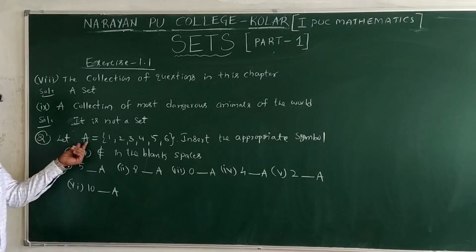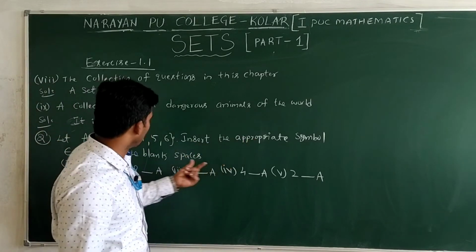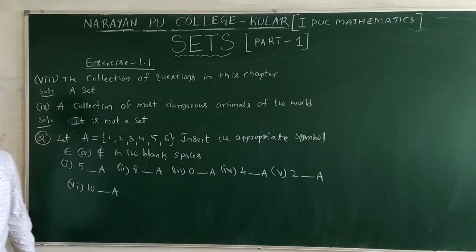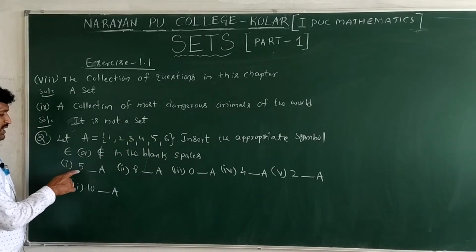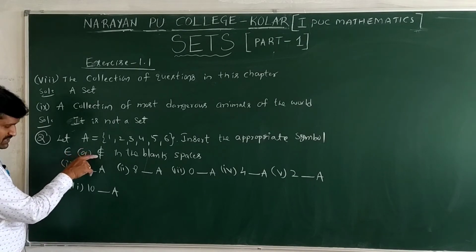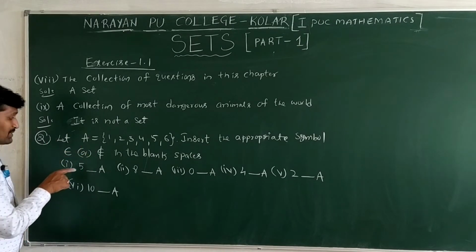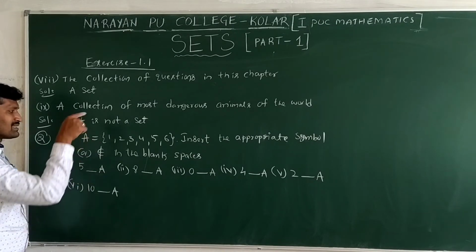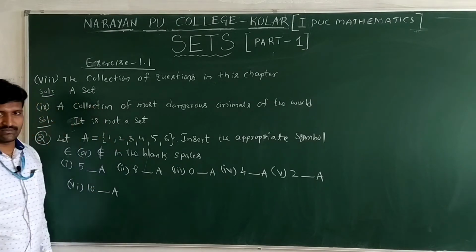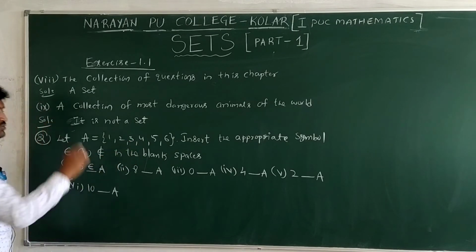Coming to the second question, the set A is given as 1, 2, 3, 4, 5, 6. Insert the appropriate symbol, belongs to or not belongs to, in the blank spaces. The first one is given: 5 is blank A, and we need to fill this with epsilon or not epsilon, simply called belongs to or not belongs to. Belongs to means the element is in the set. Not belongs to means the element is not in the set. 5 is in the set, that's why we need to write belongs to.